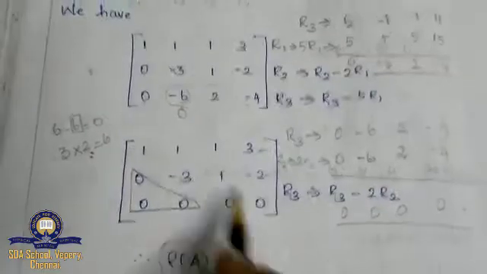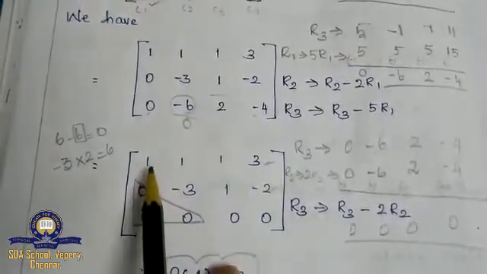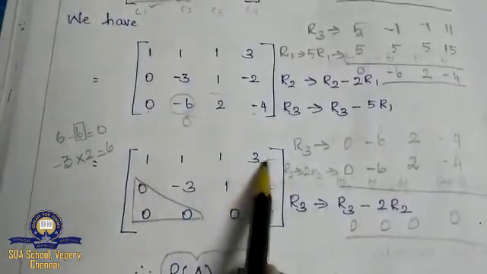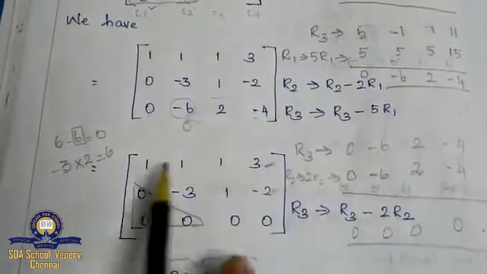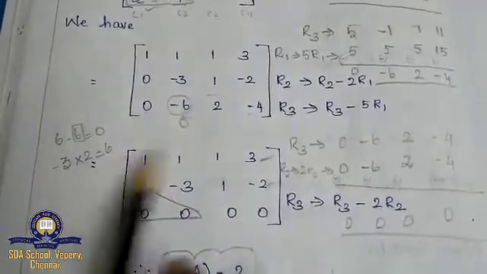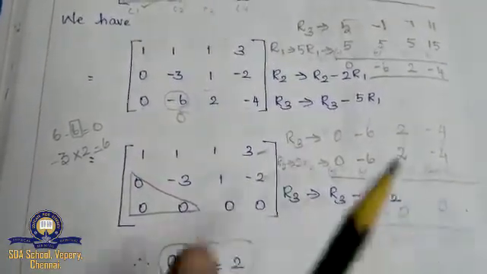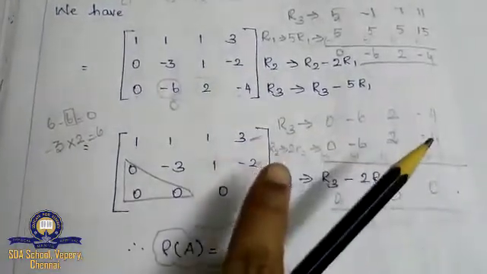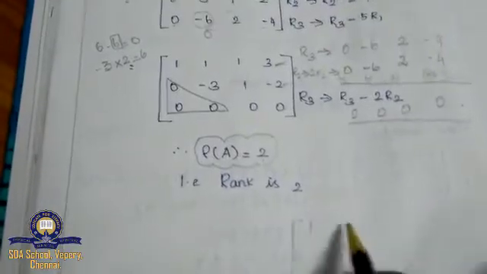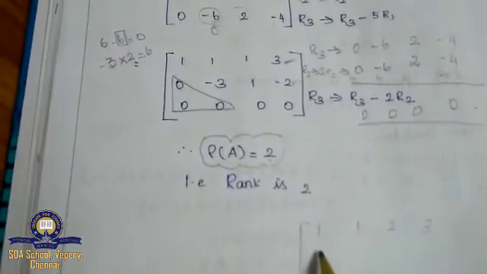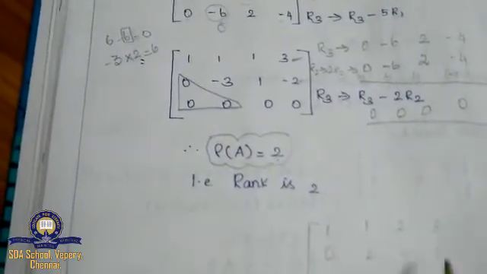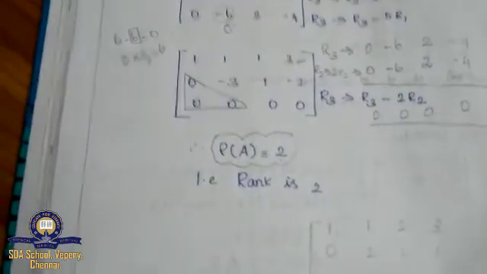Okay, so now we have to see another example. Here my row should not have all the elements as 0. There should be some element, even if it is only one element, we have to consider that. For example, if I take 1 1 2 3, 0 2 4 1, and 0 0 1 3.